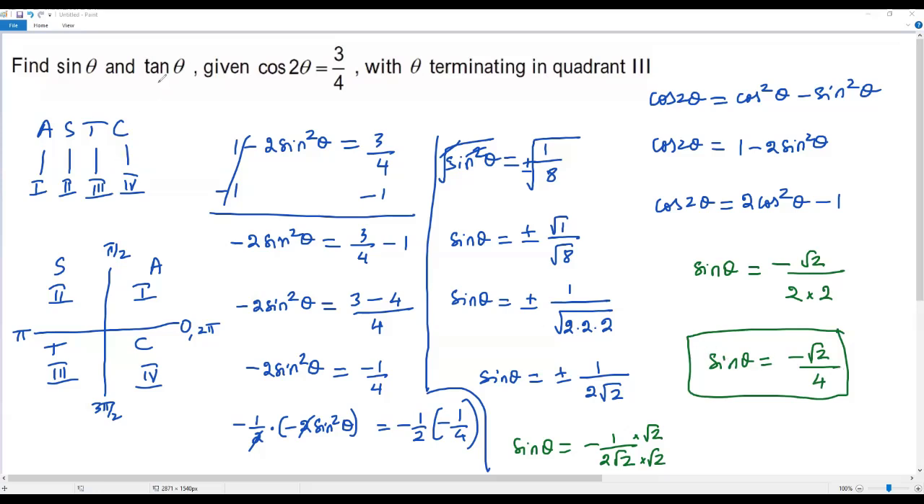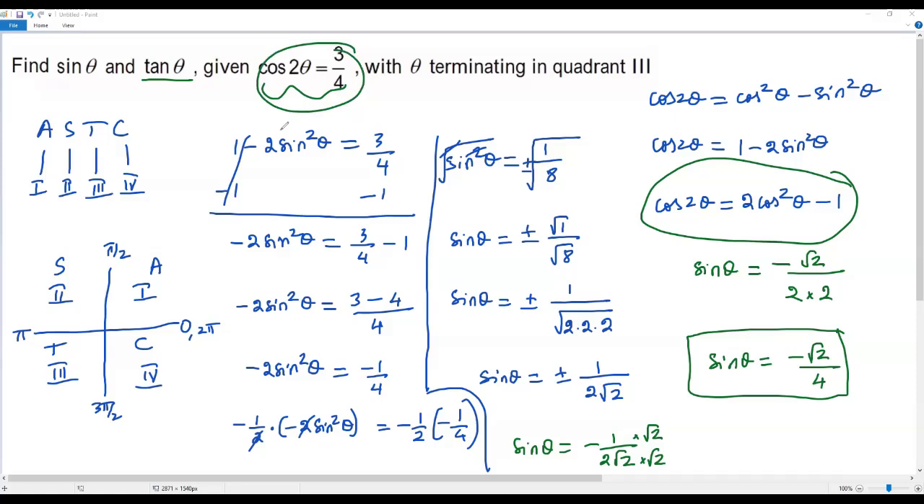Okay, so in the next part of the question, we have to find the value of tangent theta. So what's the idea behind finding the value of tangent theta? Already we got the value of sine theta, that is negative square root of 2 over 4. Using this information and using this identity, cosine 2 theta is equal to 2 cosine square theta minus 1, I'll be able to get the value of cosine theta from the given value. Once I get the value of cosine theta and using the value of sine theta we just got, we can find the value of tangent theta using the formula tangent theta is equal to sine theta over cosine theta. Okay, let me do it in the next part.